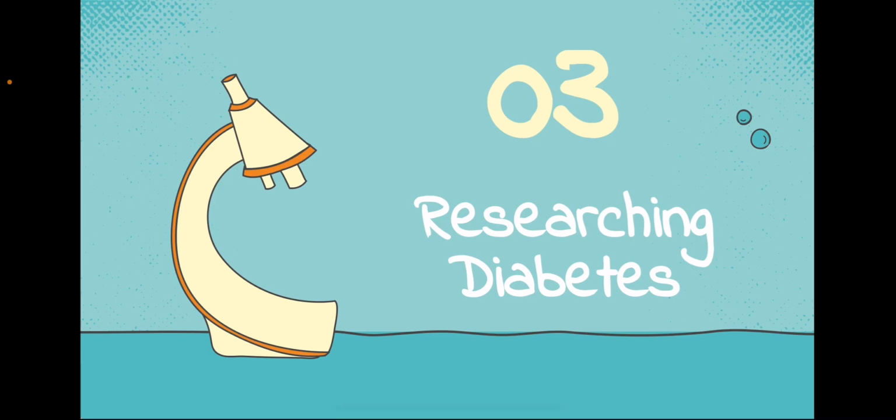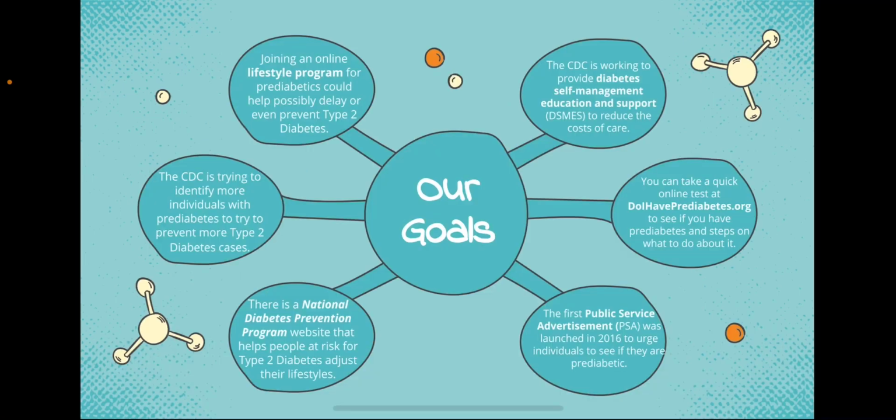Now we are going to talk about researching diabetes. A lot of people have goals to researching diabetes, curing it, and just making it better for the individuals who have it. So first, let's talk about the CDC. The CDC is trying to identify more individuals with prediabetes to prevent more type 2 diabetes cases. There is also a National Diabetes Prevention Program website that helps people at risk for type 2 diabetes adjust their lifestyle.